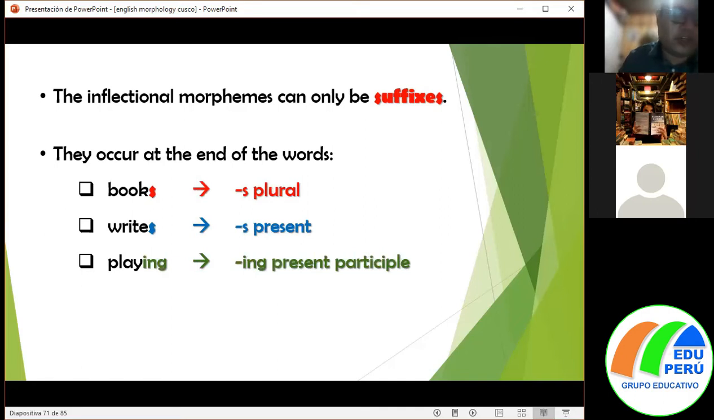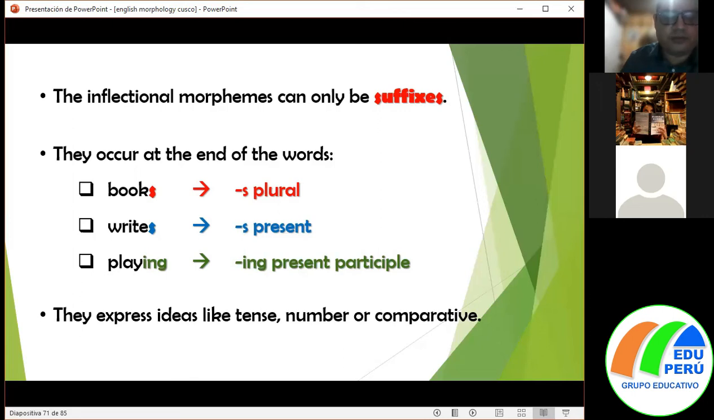For example, book, books, plural. Writes, the S for present simple, third person singular. Playing, the ing, present participle. Remember, this is called present participle. The ing is called the present participle. So we have just this example, but we have more.